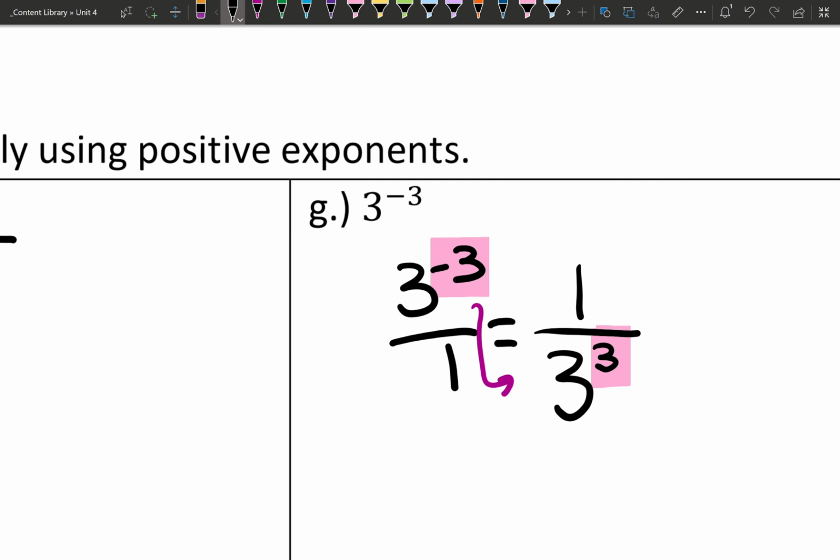Now, I had students ask me, hey, what about that 1 from before on the bottom? Well, think about it. 1 times anything is itself. So sure, I could write 1 times 3 to the third on the bottom, but 1 times 3 to the third is 3 to the third. So I don't need to do that.